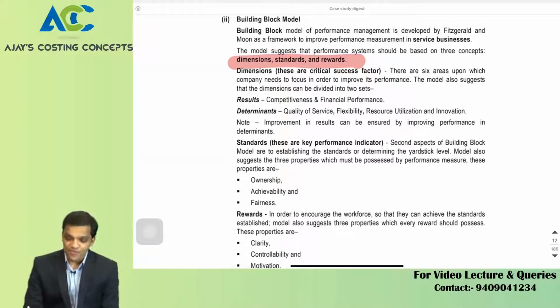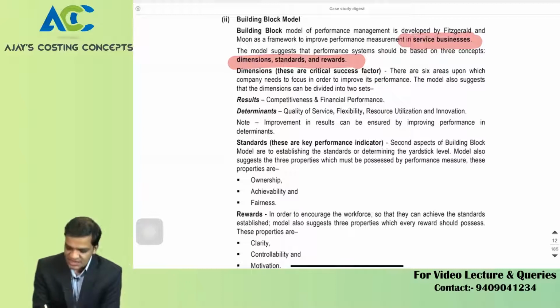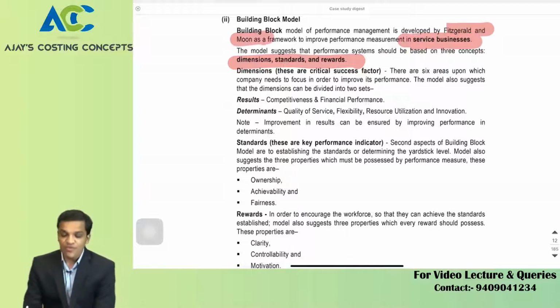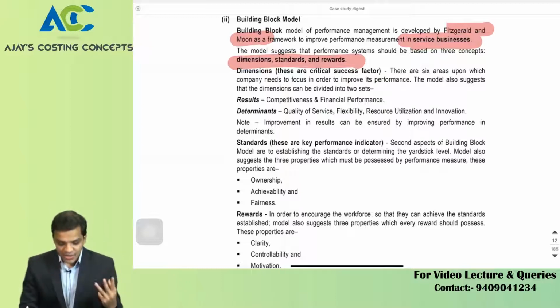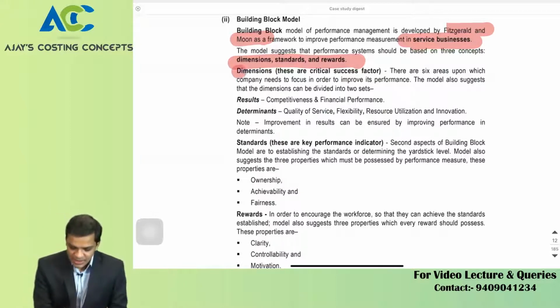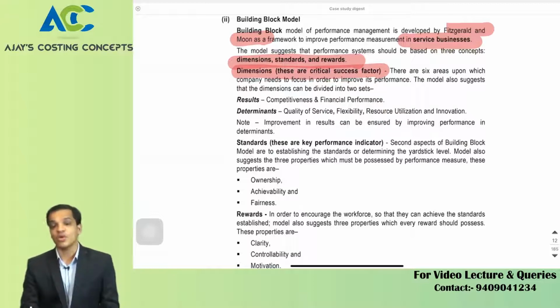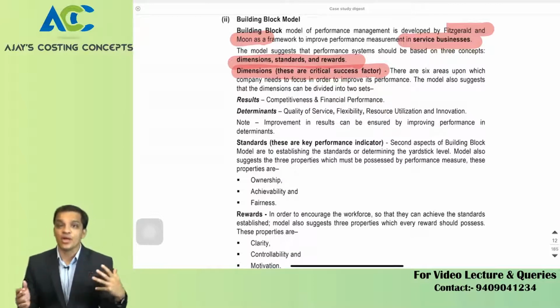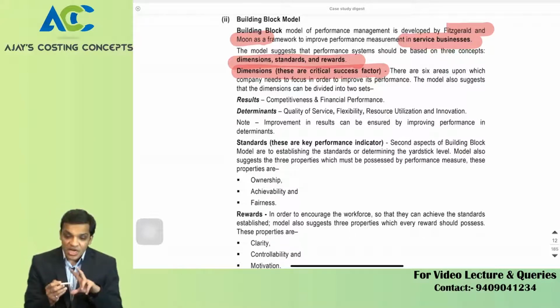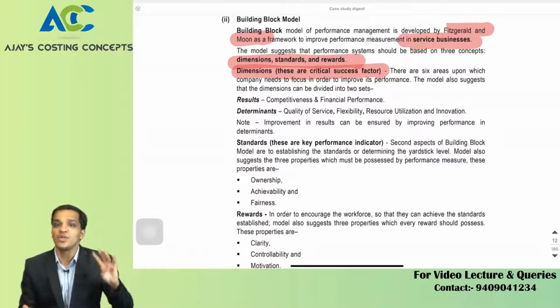It is mainly for service business. Fitzgerald and Moon developed this for service business, correct? That is what we discussed. And the three dimensions. The dimensions have critical success factors. What does the dimension say? The first is determinants. Determinants with regards to what? What is your quality? What innovation are you doing? How flexible you are and how resources have been utilized, right?